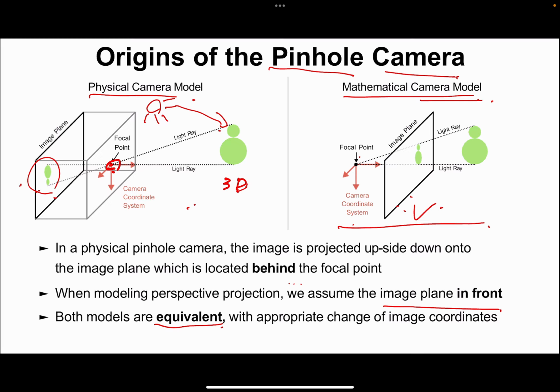So from this slide, we can know what a pinhole is. A pinhole is a very small hole that exists in the physical camera model to collect light reflected from an object. And then in the physical camera model, the image plane is behind the focal point, but in the mathematical camera model, we'd like to put it in front of the focal point to make the calculation easier.